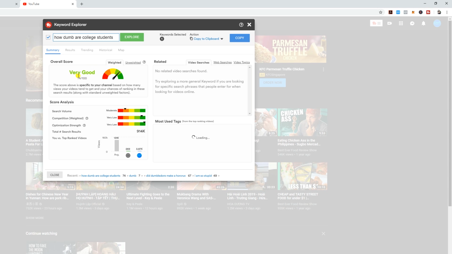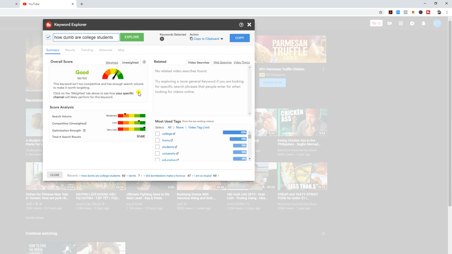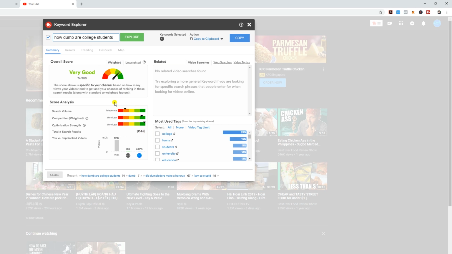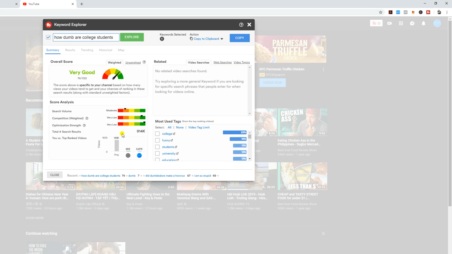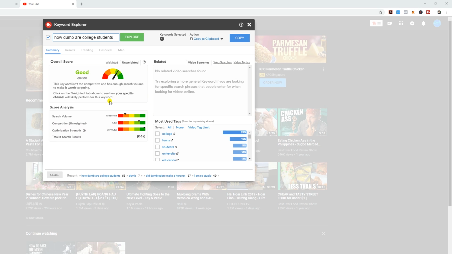If the overall score is above 60, usually you can use it. But do remember, higher scores don't mean you can rank easily. You have to look at the analysis section. Basic rule to remember is that competition and optimization strength have to be in the green zone if you have a new channel. Another important thing is the weighed and unweighed score. Weighed score is based on your channel average views, while unweighed score is based on zero views.